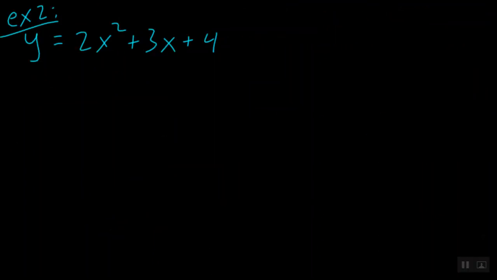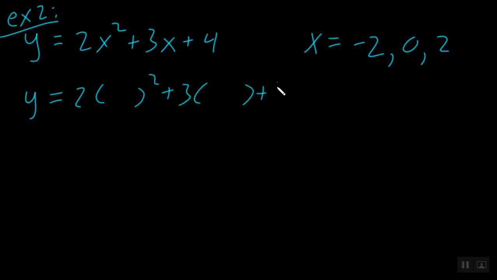Okay, here's example 2. y is equal to 2x squared plus 3x plus 4. Now what I'm going to do here, because there's no fractions, I'm not really concerned with anything, I'm just going to say this. Let's let x equal negative 2, 0, and 2. I'm just picking these values at random. Okay, so we could say y is equal to 2 parentheses squared plus 3 parentheses plus 4. And let's plug in our very first value, negative 2.